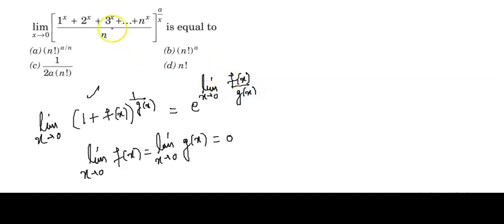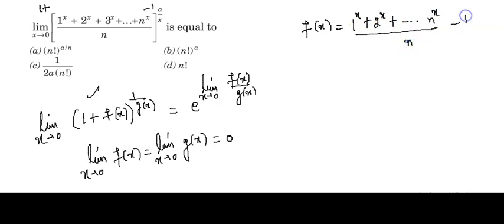Now to change the given expression into this form, we have to add 1 in this bracket and subtract 1 in this. So this way we can say that f(x) is equal to (1 to the power x plus 2 to the power x plus 3 to the power x, and so on up to n to the power x) upon n, minus 1. This will be the value of f(x). Now this is f(x) and g(x) will be x by a. Now if you see that limit x approaches 0 for both these expressions gives us 0 value, that means the conditions are satisfied.